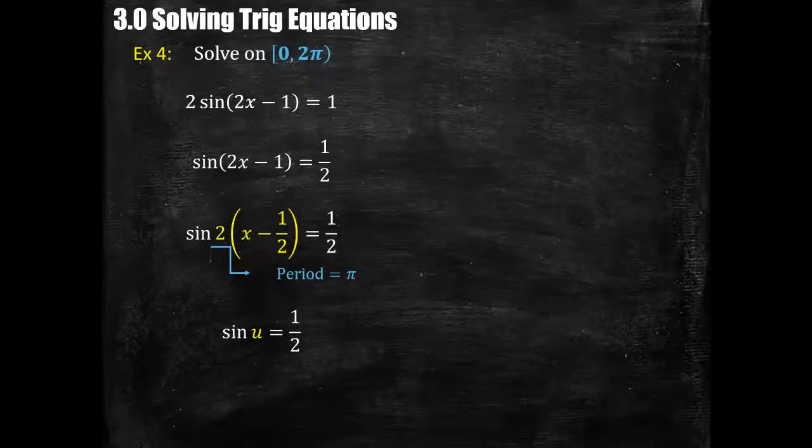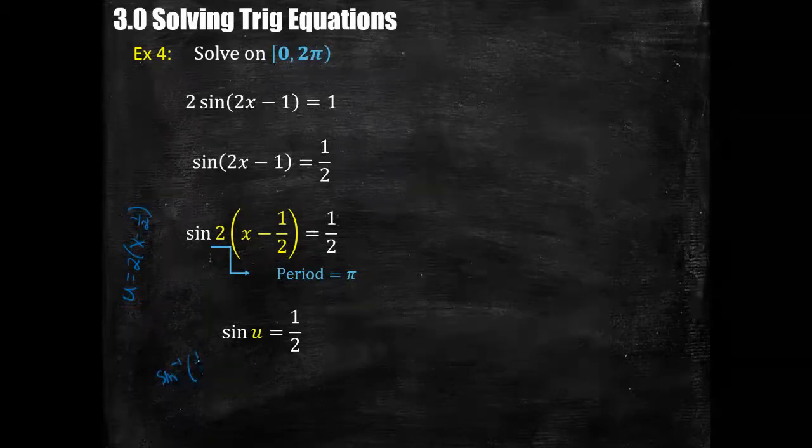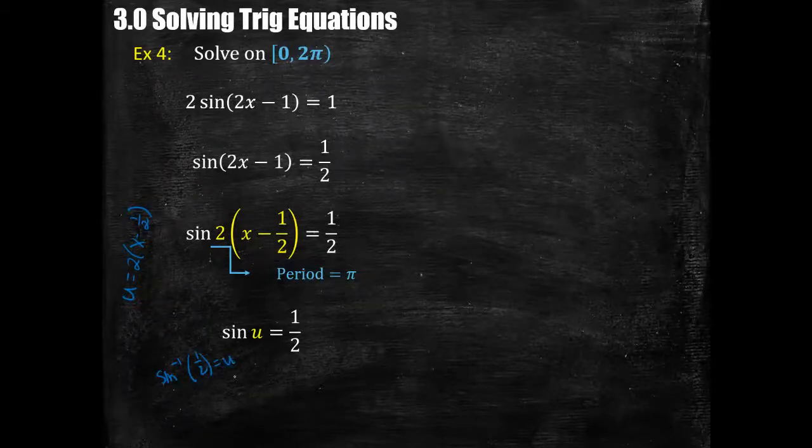So I'll say sine of u equals 1/2, right? And realistically, u is 2x minus 1/2. So let's come back to that. We know this part. So what is u, right? That's like saying the sine inverse of 1/2 equals u. Where is sine 1/2 on this interval? Well, it's going to be pi over 6 and 5 pi over 6.